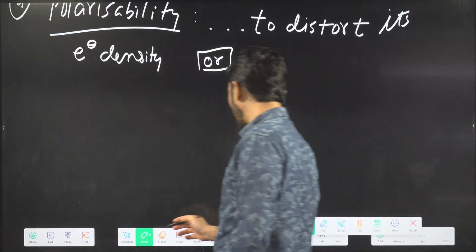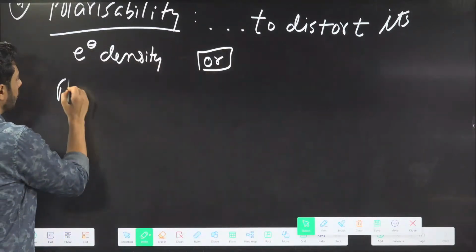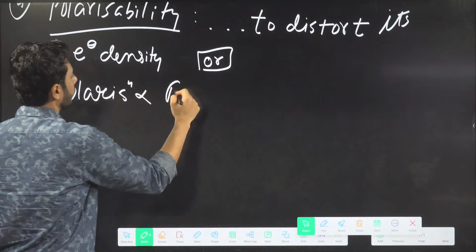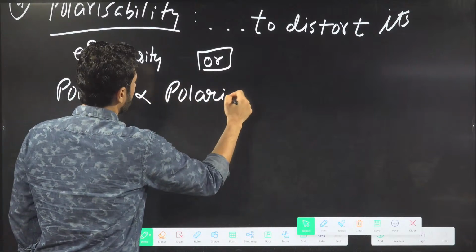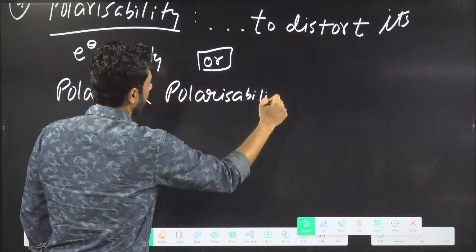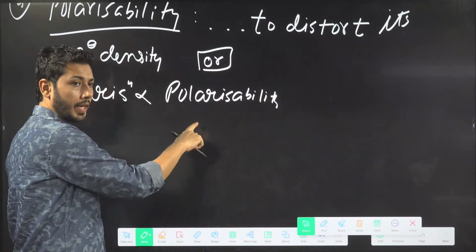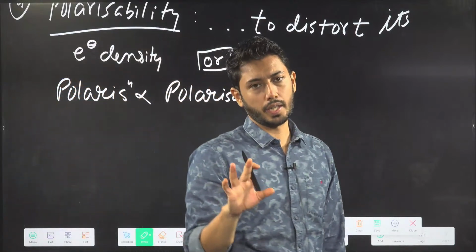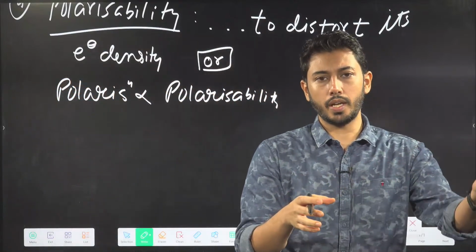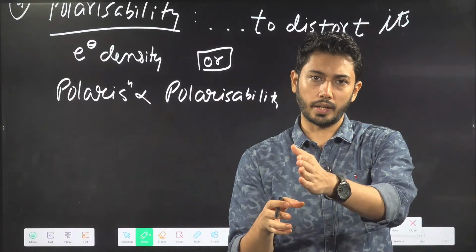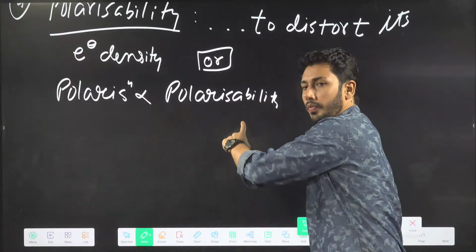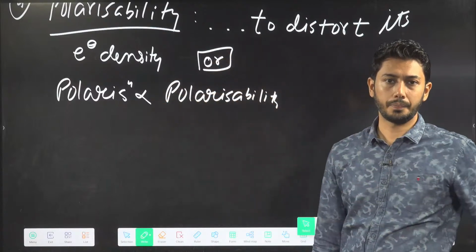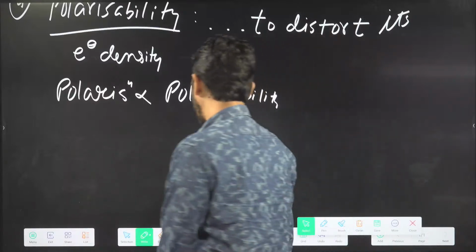So finally, in short, what we can say from this point, polarization is directly proportional to polarizability. And polarizability means polarizability of anion, and polarization is also directly proportional to polarizing power of cation. So more is the polarizing power of cation, more is the polarization, more covalent character. More is the polarizability of anion, more is the polarization, more will be the covalent character. ठीक है?